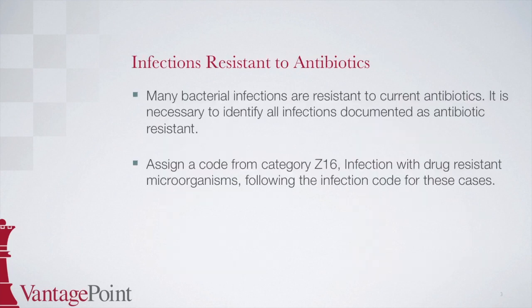One of the important features of ICD-10 is that it will better help the U.S. track public health concerns. It is important to know when organisms are resistant to antibiotics. Therefore, if the documentation indicates that the organism infecting a patient is resistant to antibiotics, you code not only the infection, but also a code from category Z16, which indicates infection with drug-resistant microorganisms. If you turn to category Z16 in your ICD-10 book, which for the Optum 2015 ICD-10-CM Expert for Physicians is page 1062, you'll see that the specific type of antibiotic is identified in the codes and therefore should be documented by the provider.